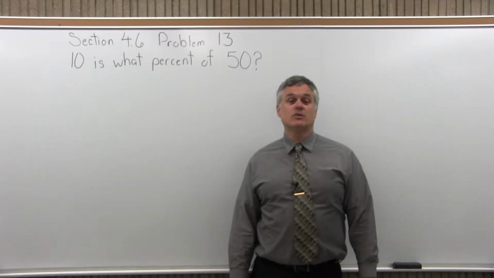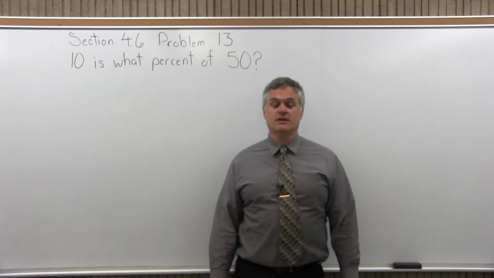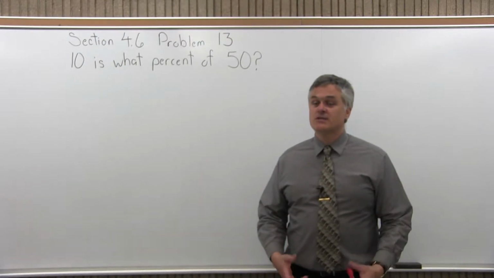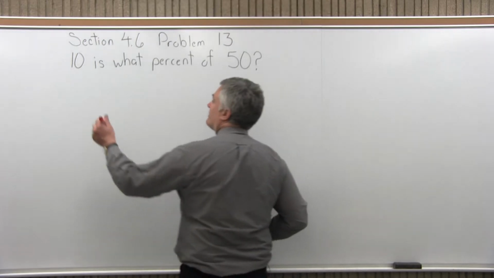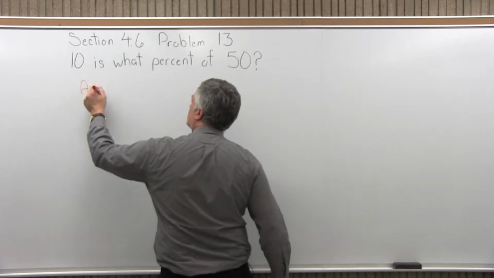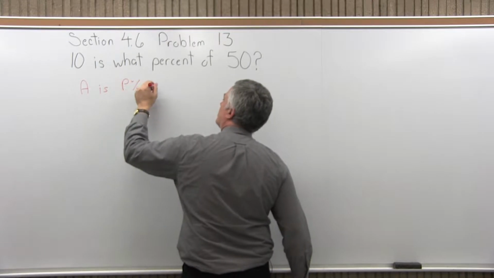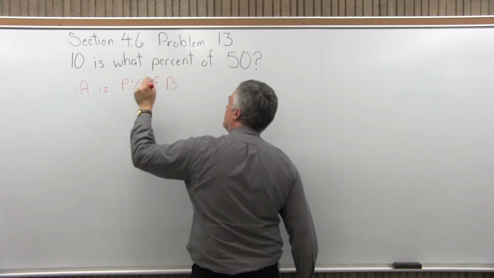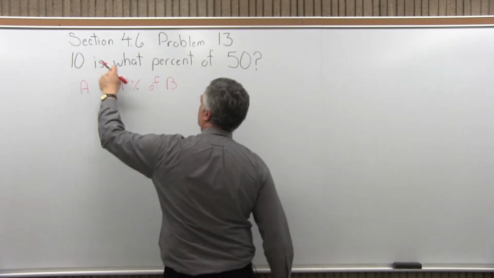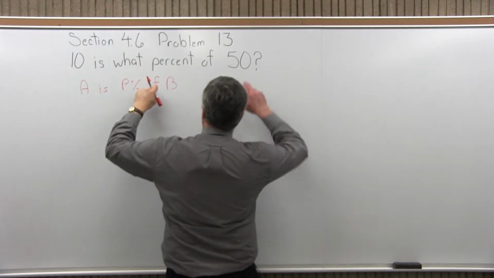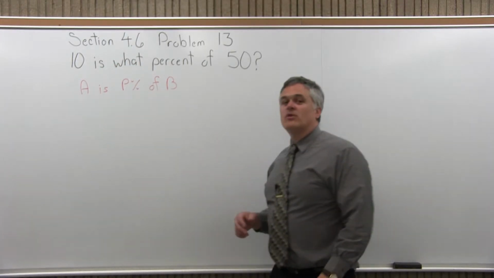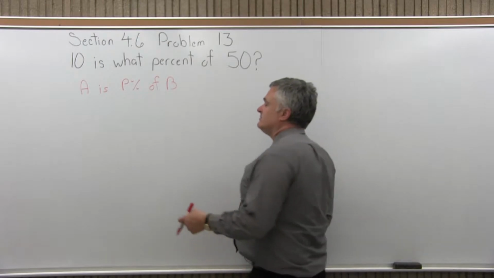This is Section 4.6, Problem 13. It says, 10 is what percent of 50? And we want to solve this as a proportion. So as we set it up to use the proportion, we want the question to be in the form A is P percent of B. And that's really what we have. A is some percent of B. So it's in the right form. We don't have to rearrange it.